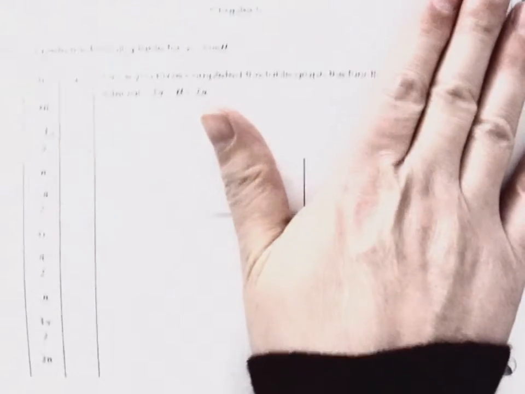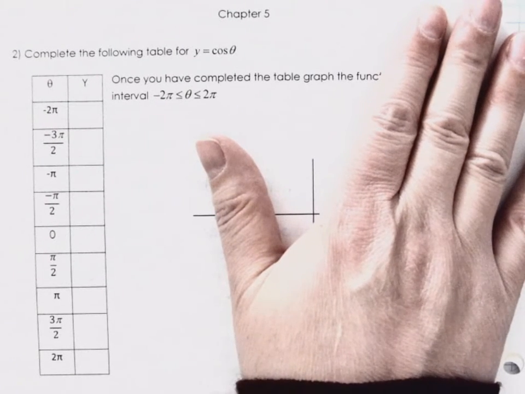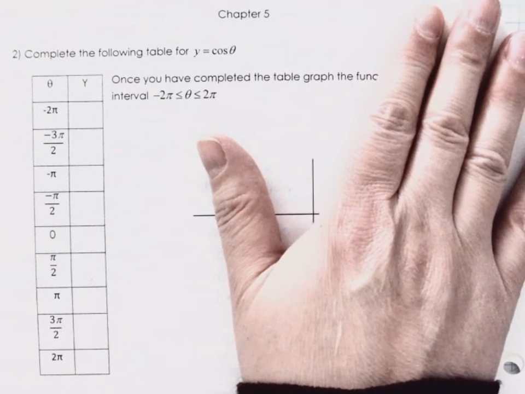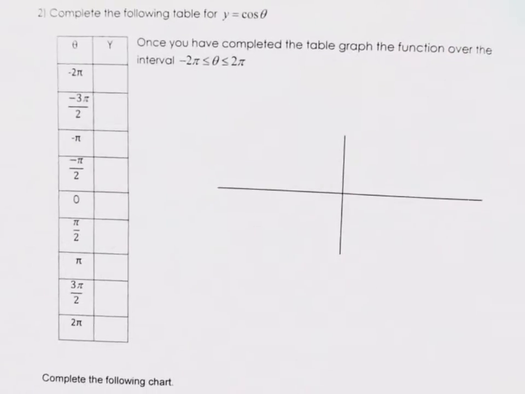Flip the page. We're going to do cosine now. Yeah, we're going to do them all. We're going to do all 3 of our regulars, and then we're going to do all 3 of the reciprocal graphs. Not today, though. Not today.